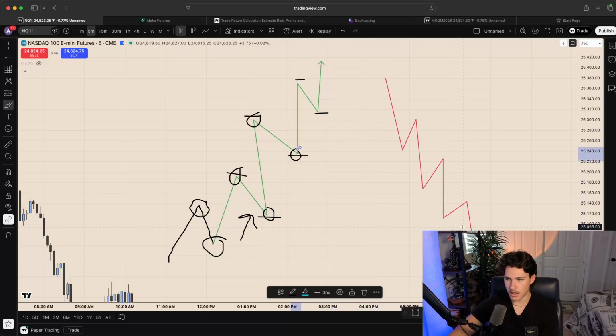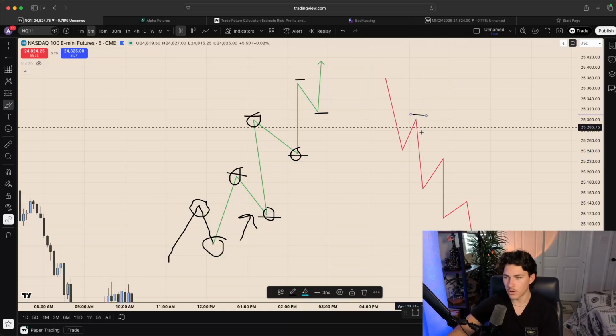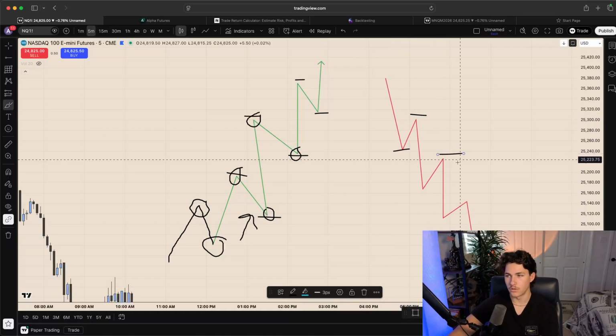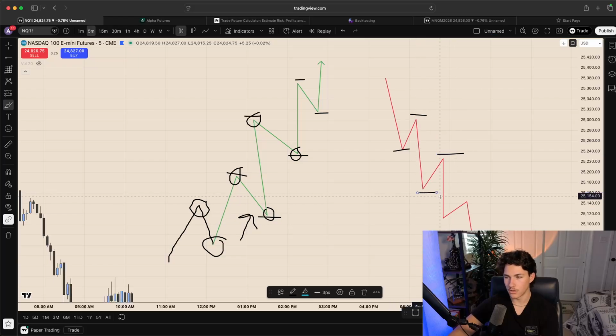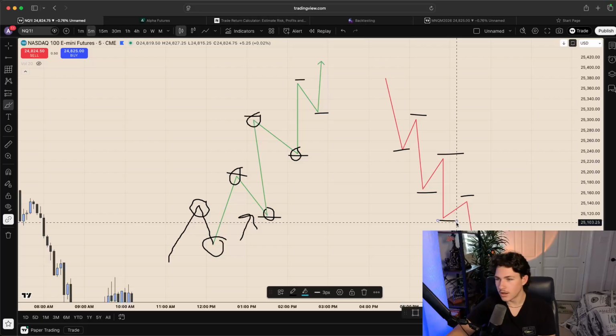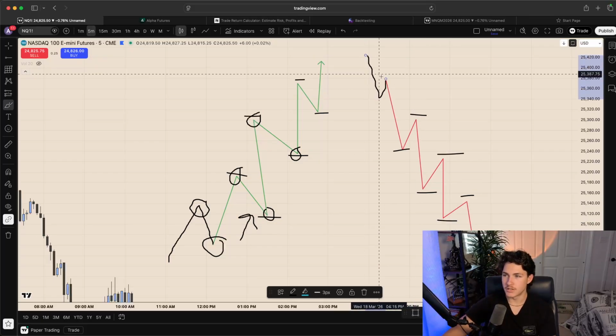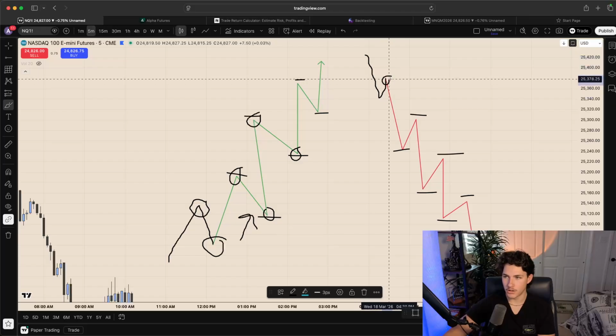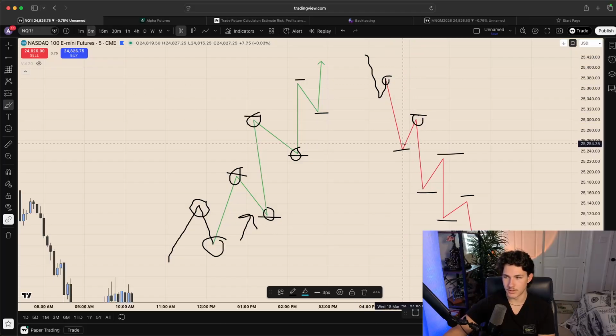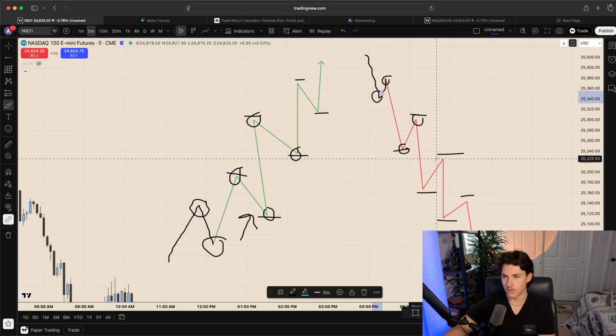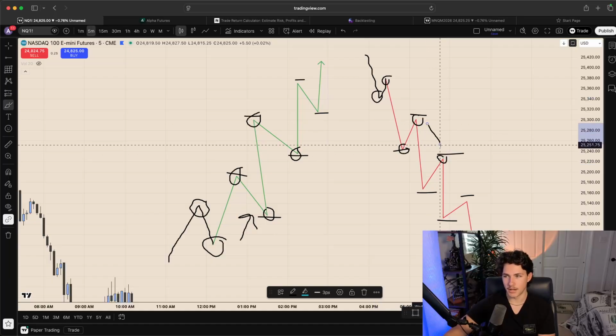On the downside, you have lower high, lower low, lower high, lower low. It's like a tongue twister. Why? Because if this was continued, you would have a high here. This is lower than that low. This is lower than that high.